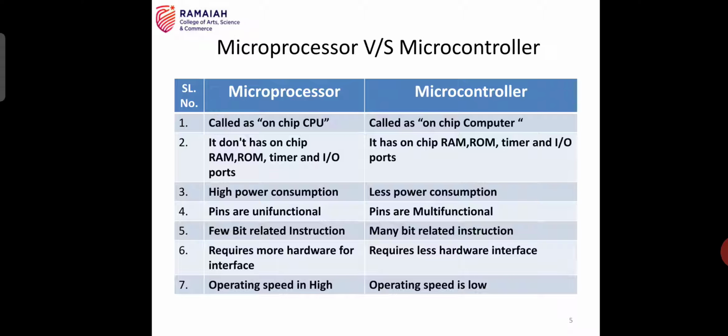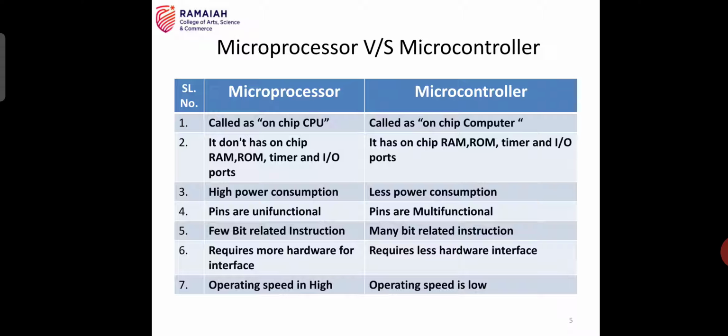It is very significant to learn the comparison between the microprocessor and the microcontroller. Here you can see there is a difference, because the microcontroller is more advanced than the microprocessor.